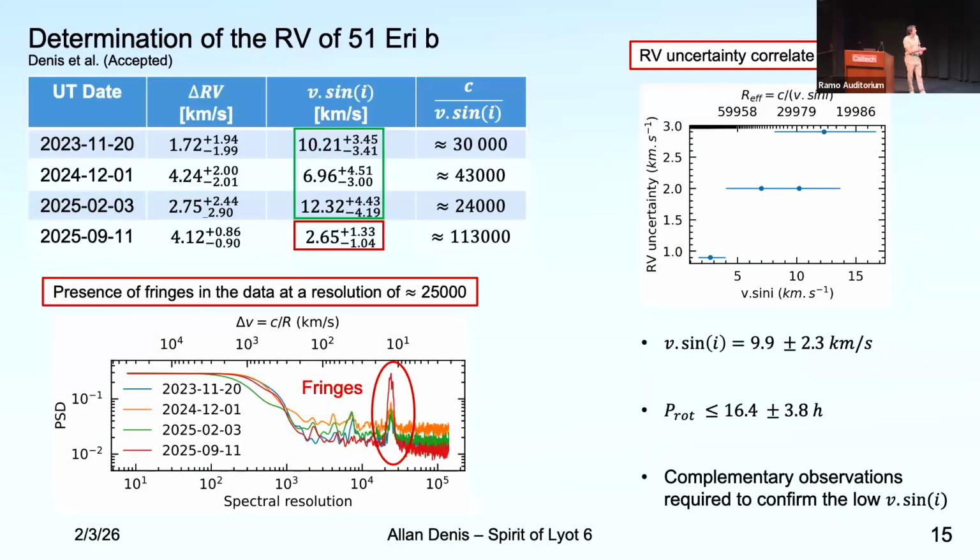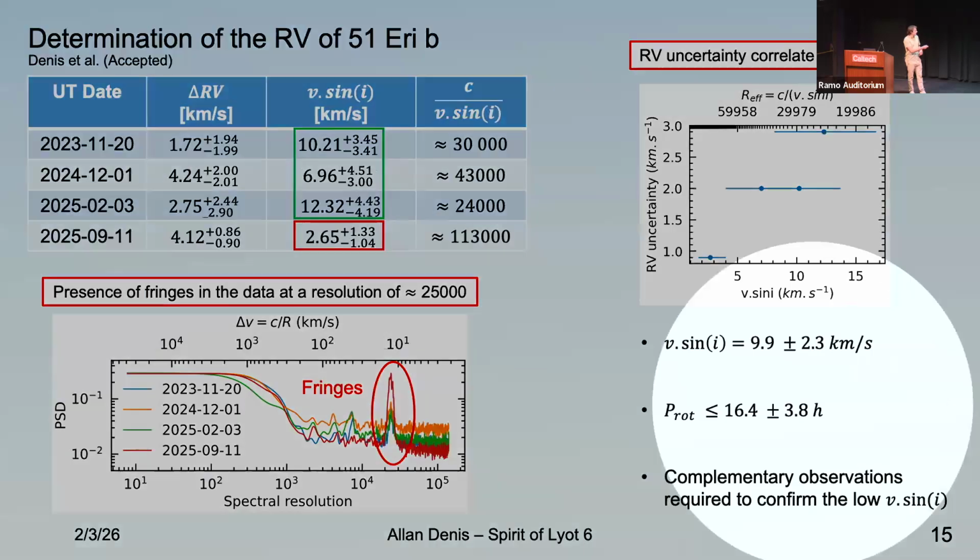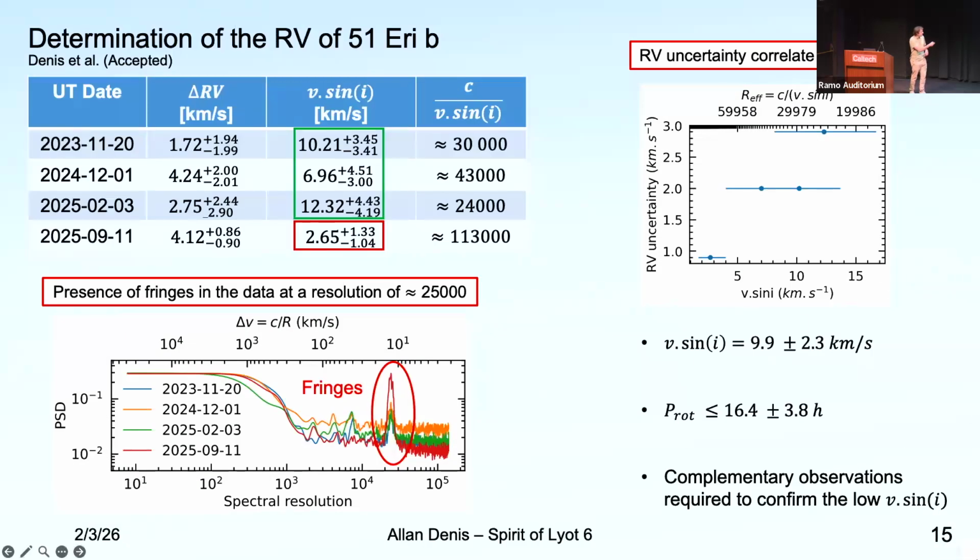Something also interesting is that we have a correlation between the RV uncertainty and the vsini measurement, as we can see on the top right plot. This is due to the fact that at low vsini, the effective resolution, which is defined as c divided by vsini of the template, will be higher. It means that the variation of the log likelihood will be sharper when we shift around the RV of the planet, and so the uncertainty will tend to be lower at low vsini.